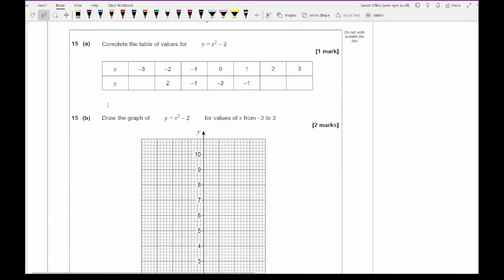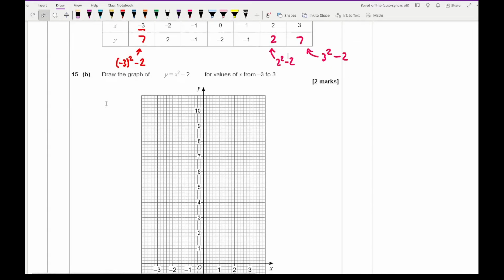Moving on to question 15a, it says complete the table of values for x squared minus 2. So for this, all we need to do is substitute the x value into this formula. So this box here is going to be minus 3 squared, take away 2. Now if you're using your calculator, please do remember to put your negative numbers in brackets. And so here we get basically minus 3 times minus 3 is 9, take away 2 gives me 7. Then for this one here, that's going to be 2 squared, take away 2. 2 squared is 4, take away 2 is 2. And then 3 squared, take away 2 is going to be 7 again.